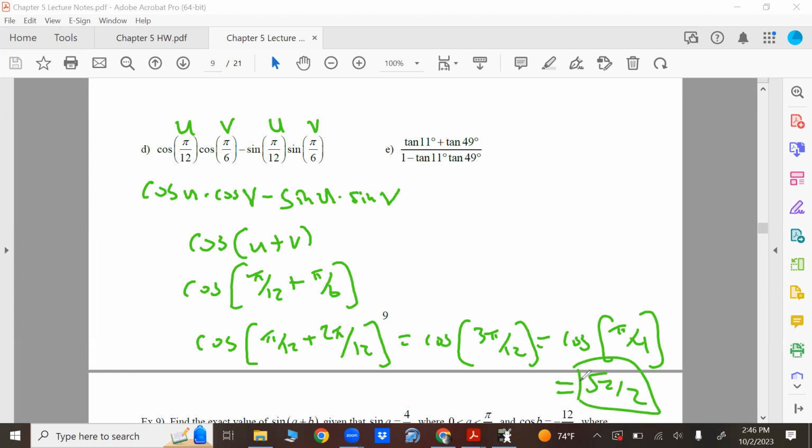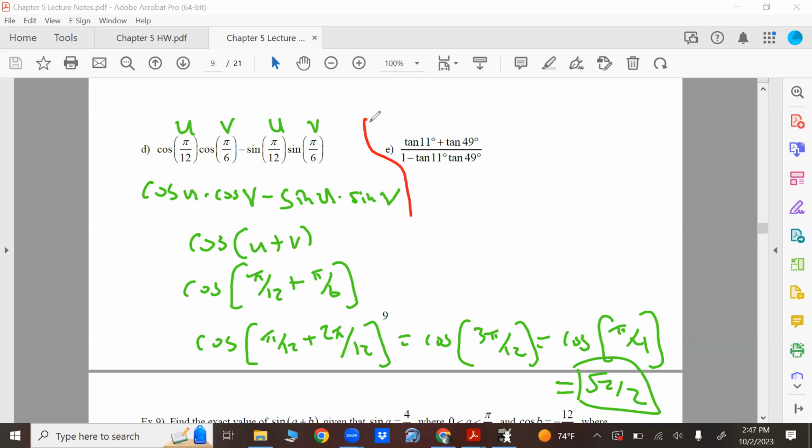Once you see what those things add to, more power to you. You just go, oh, that's pi over 4, and get the answer. But I want to be a little more drawn out so you understand how I got that angle. You have to recognize that this is the difference part of cosine. So that's what I'm going to do: identify U and V, combine them, and then work it out. We'll do something likewise for E.